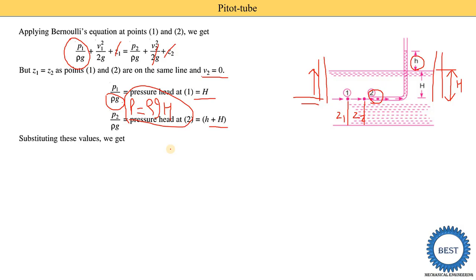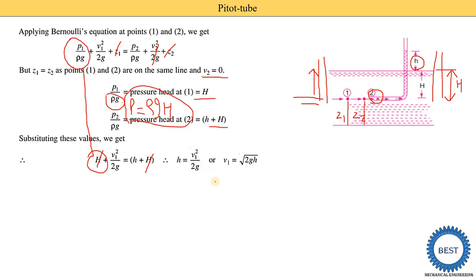Now substituting this value in the above equation, instead of P1 upon rho g, we consider the capital H, plus V1 square upon 2g is equal to, on the right side, P2 upon rho g. Instead of P2 upon rho g, we put this capital H plus small h. Then we cancel out this capital H from both sides, and the equation that remains is small h is equal to V1 square upon 2g.